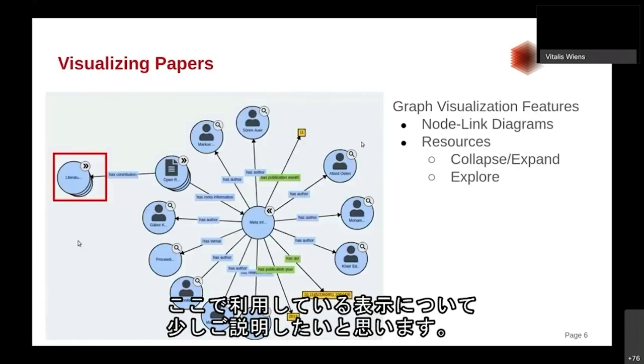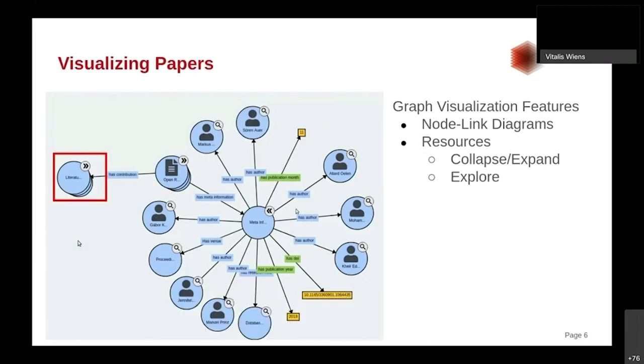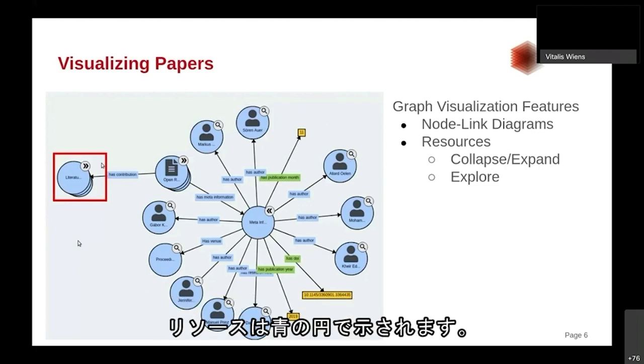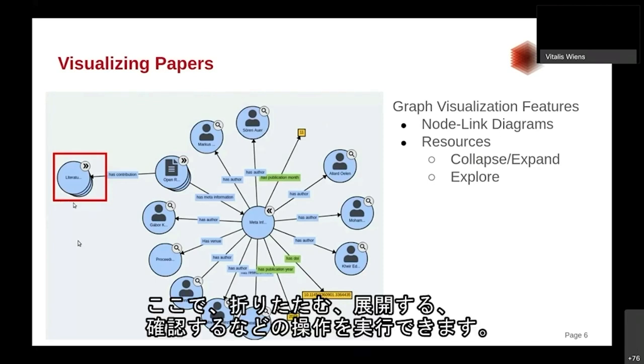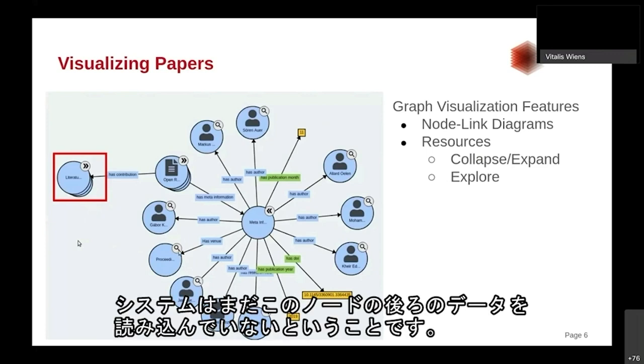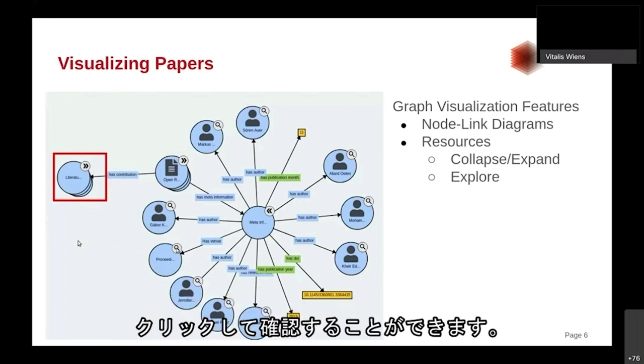And I would like to explain a little bit about the notation that we are using here. So we have a node link diagram where we have different resources, and resources are illustrated as a blue circle. On this, you can also perform interaction operations like collapse, expand, and also explore. When you have this magnifying glass, this means that the system has not yet read the data behind this node, and you can click on it and explore it.